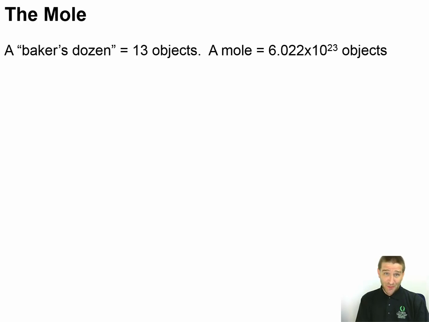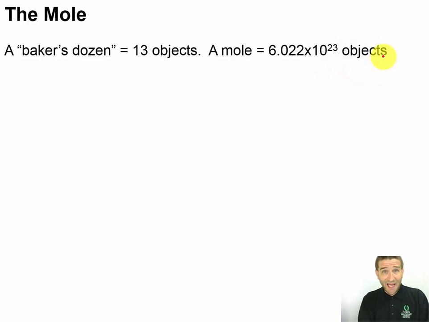In chemistry, we're counting a lot of atoms. So many atoms that it would be really tedious to constantly have to count them and write out the number. So instead, we've rescaled them by coming up with a new unit. Now, much like a baker's dozen contains 13 objects, you see here, a mole is 6.022 times 10 to the 23rd objects.